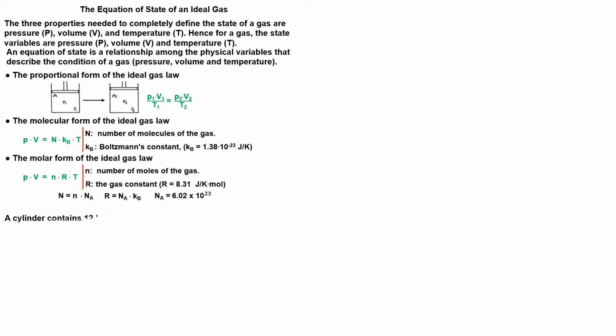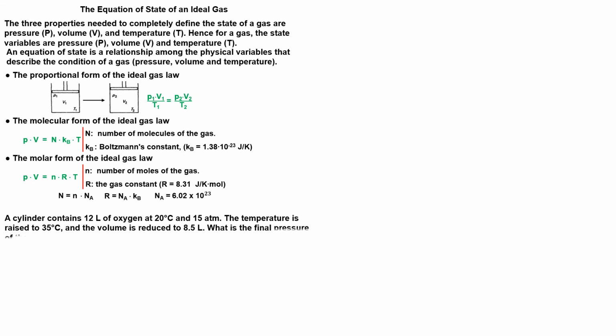A cylinder contains 12 liters of oxygen at 20 degrees Celsius and 15 atmospheres. The temperature is raised to 35 degrees Celsius, and the volume is reduced to 8.5 liters. What is the final pressure of the gas in atmospheres? Assume that the gas is ideal.